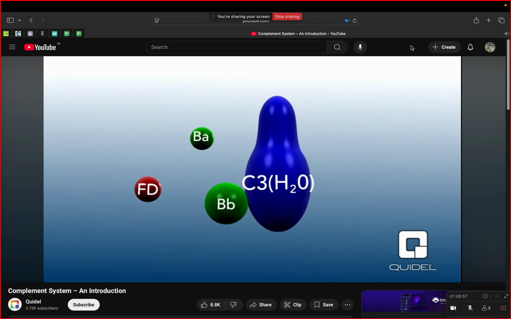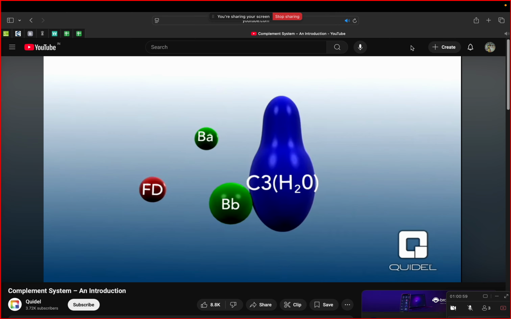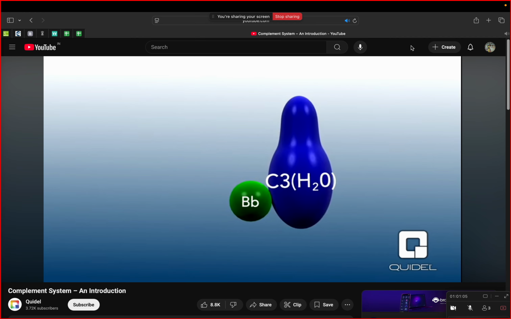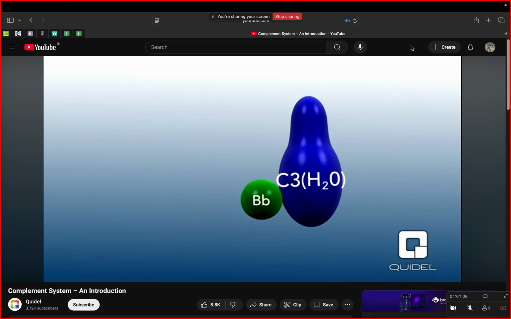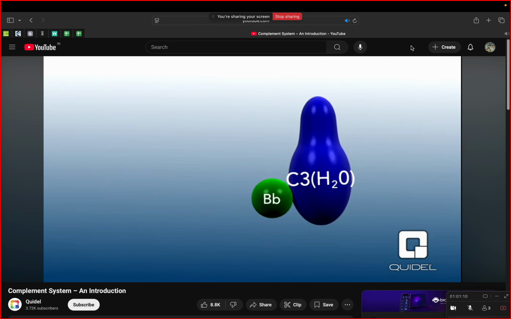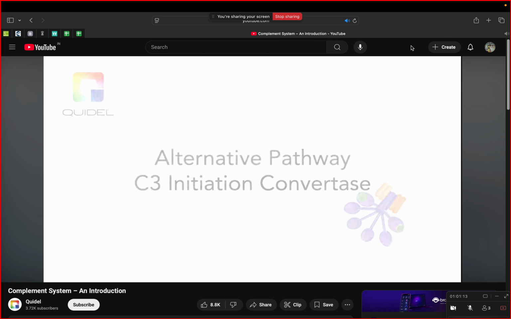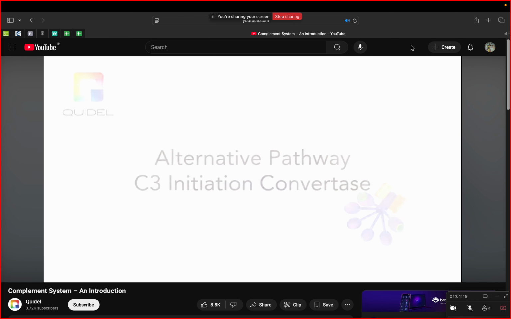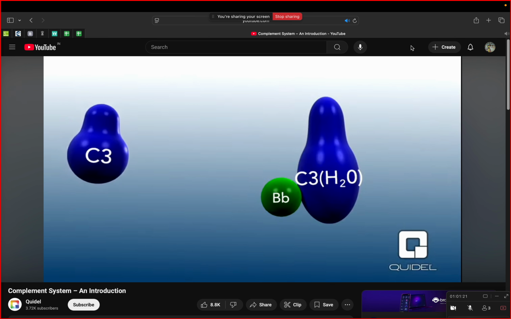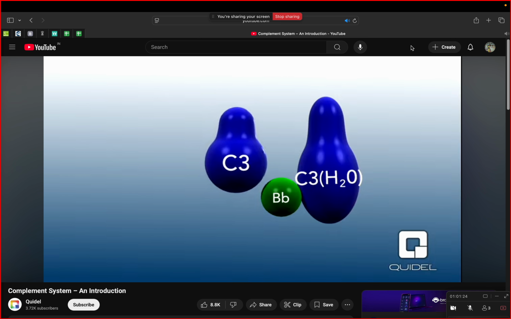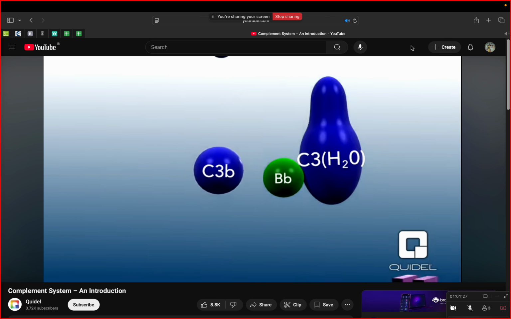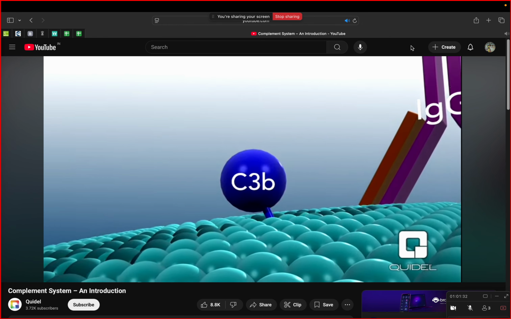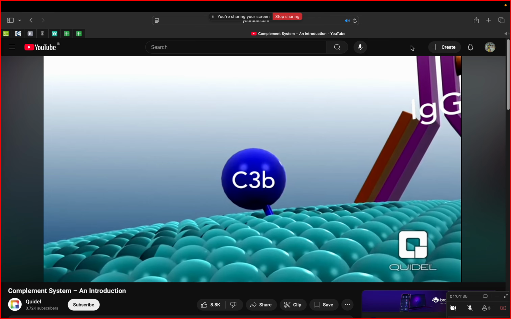Factor D cleaves factor B into two fragments, Ba and Bb. The enzymatically active Bb fragment remains associated with C3 water, and this bimolecular complex is the alternative pathway C3 initiation convertase. This initiation convertase cleaves C3 into two fragments, C3a and C3b. The newly generated C3b can covalently attach to nearby surfaces, just as C4b does in the classical pathway.